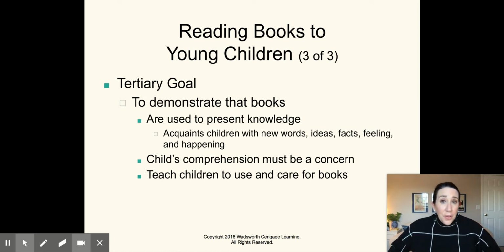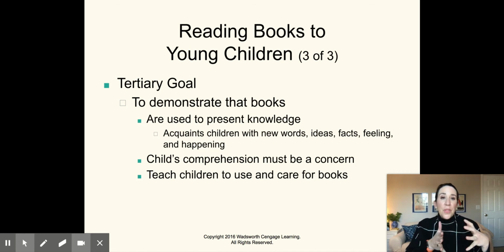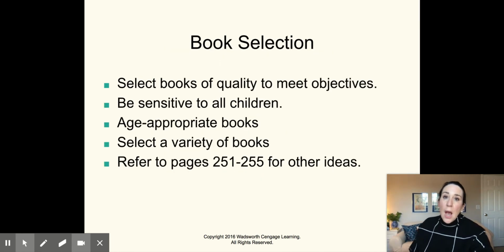And then another goal is to demonstrate that books are used to present knowledge. By the time kids are 3 years old, they understand that this book is telling them a story, that there's something they're learning from that, right? So at that point, around 2 or 3 years old, you want to know that what you're reading to them is making an impression, right? And you're also going to teach them to use and care for books.